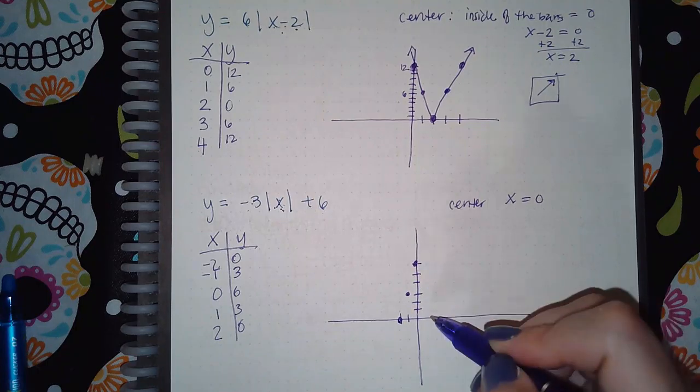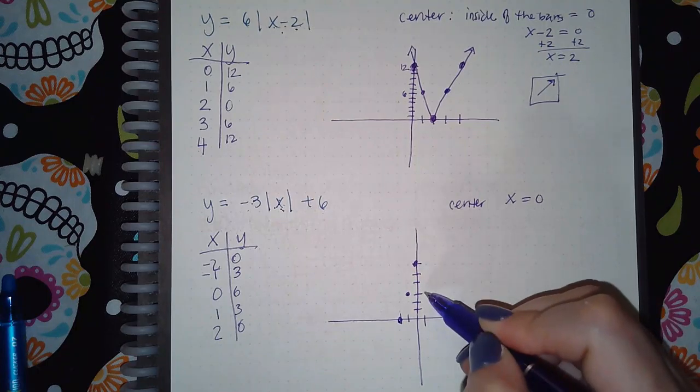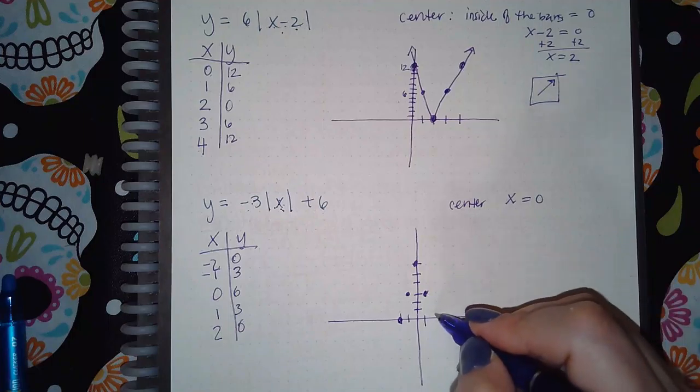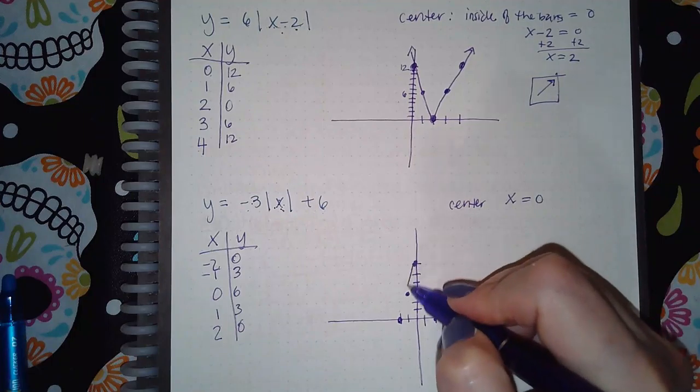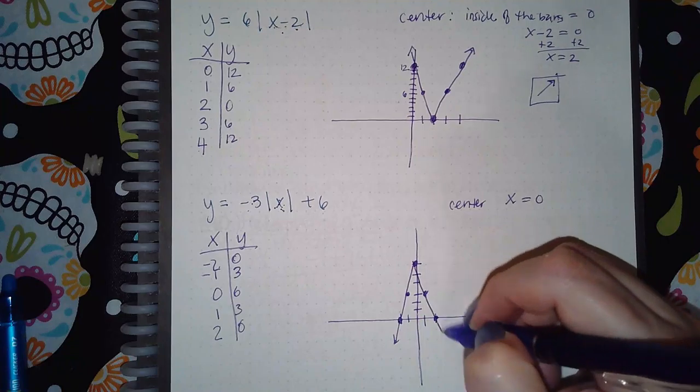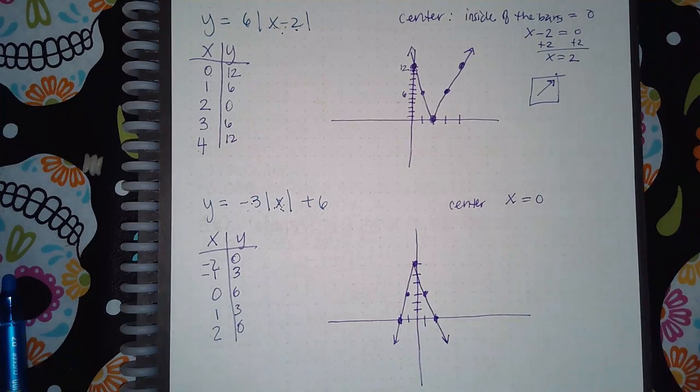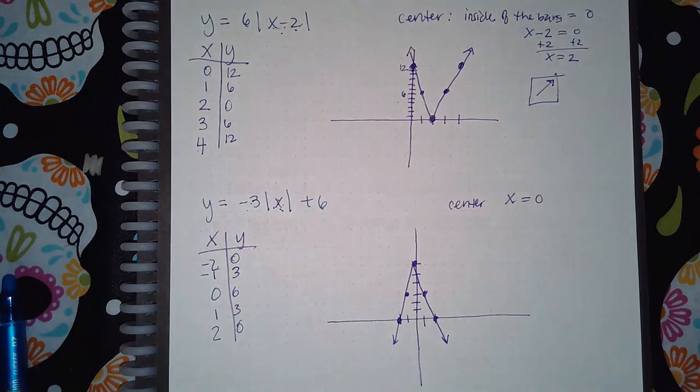So I have negative 2 and 0. Negative 1 and 1, 2, 3, 0 and 4, 5, 6, 1 and 3, 2 and 0, and so then we get a V that looks like this. And it should be inward because it is a negative in front.